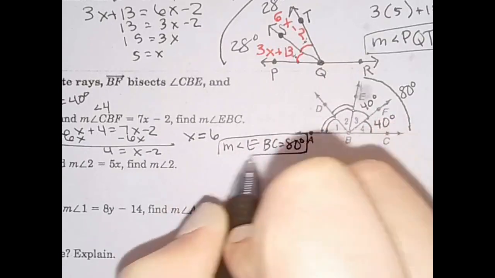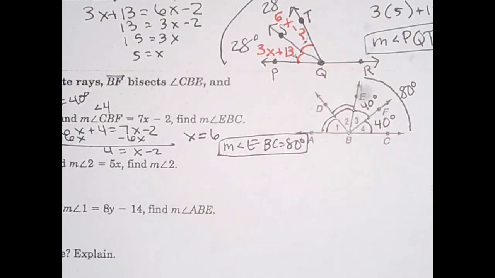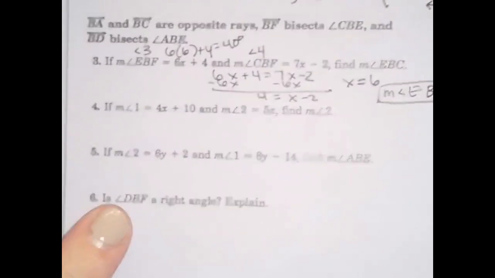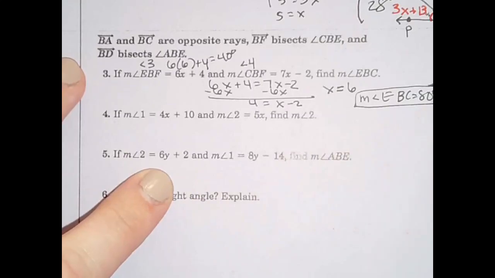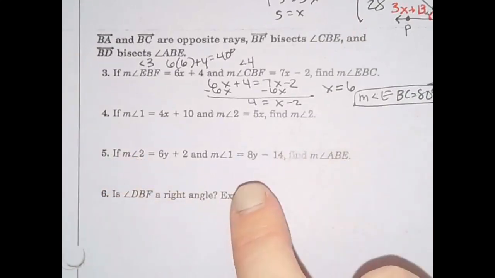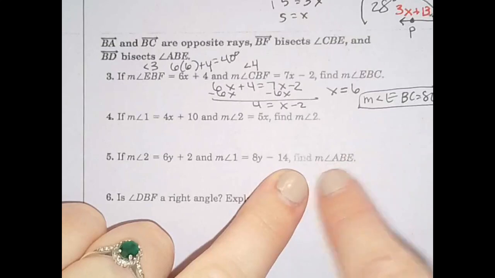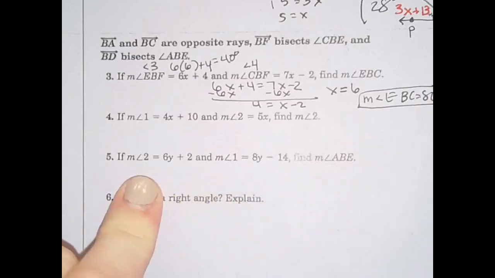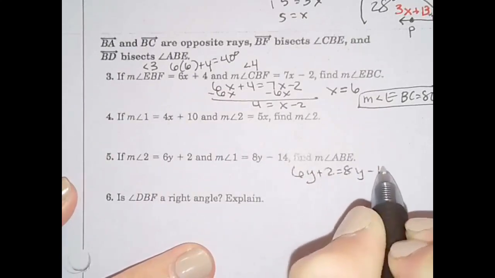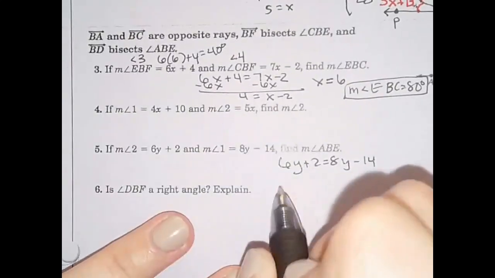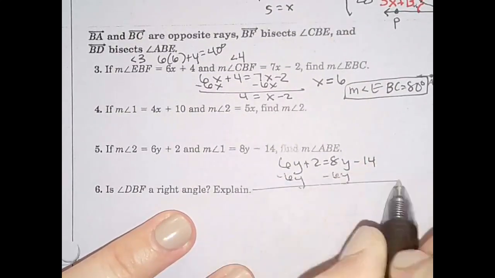We're going to skip 4 and go to 5. Number 5, if the measurement of angle 2 is 6y plus 2, and the measurement of angle 1 is 8y minus 14, find ABE. So what do we know about angle 1 and 2? They're congruent. They're equal. So we set them equal. 6y plus 2 equals 8y minus 14. Subtract 6y on both sides. 2 equals 2y minus 14. Add 14 to both sides.